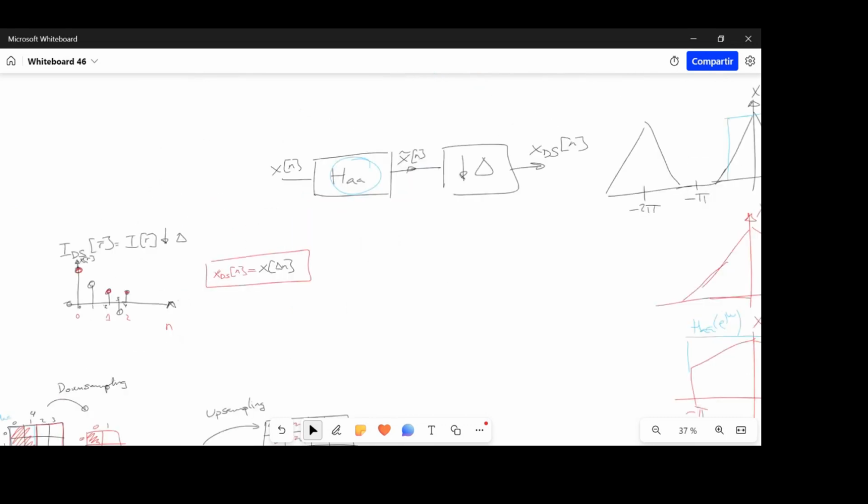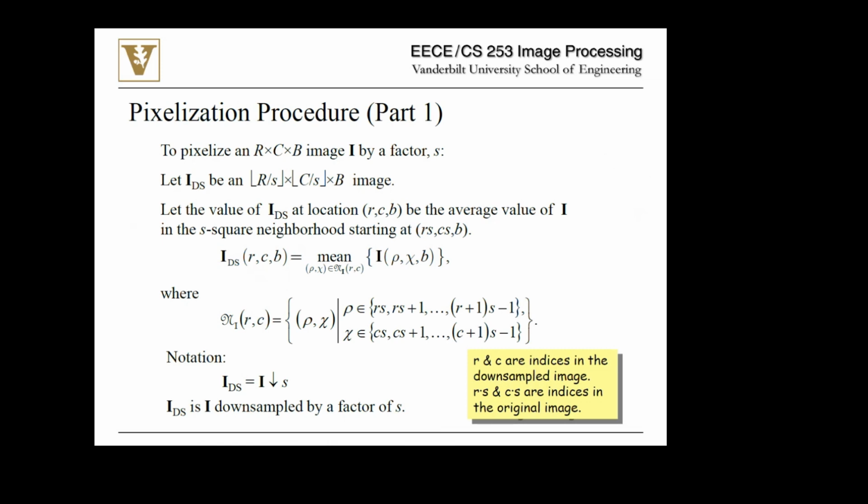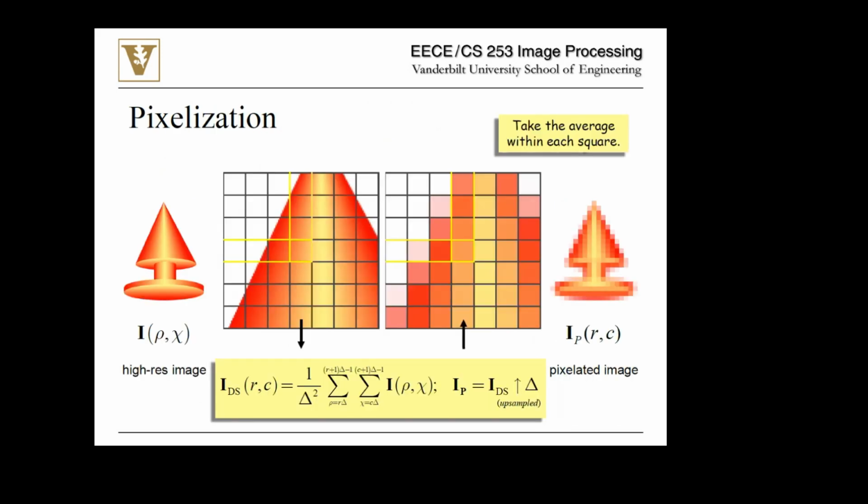So first we do the anti-aliasing. This is the average. Then we make the downsampling. In this expression, both are done at the same time. So first we do the anti-aliasing, and then we are just taking one sample, one average value. We are doing both at the same time.